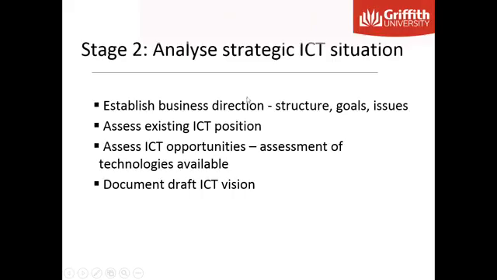The second stage is to do the analysis. This is where you try to understand your business direction a little bit more, again looking at vision, mission, goals, objectives. You also need an assessment of your current situation and an assessment of the opportunities there are. At this stage, a lot of the CIOs would come up with a SWOT analysis, strengths, weaknesses, opportunities, and threats for technologies in the area, and start to document this in an ICT strategic plan.